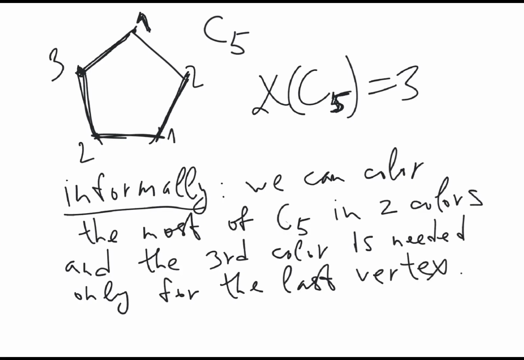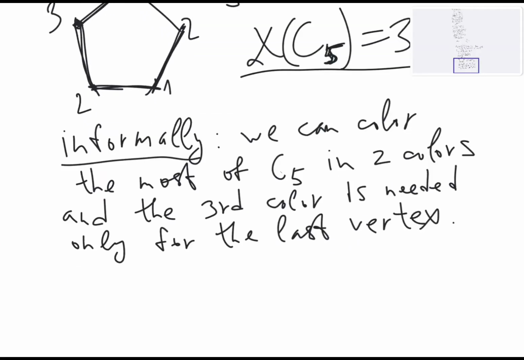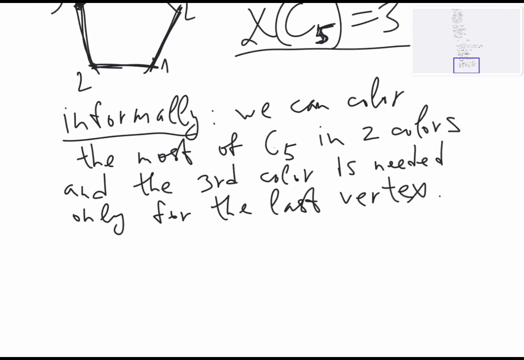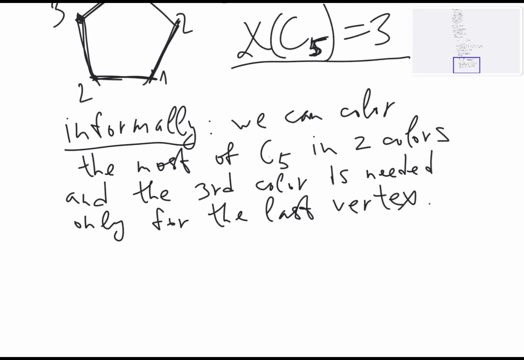So informally we see that yes, the chromatic number is 3, but it's kind of closer to 2. Most of the graph is 2-colorable, but only the last vertex requires the third color. So informally the number of colors required should be less than 3, and the fractional chromatic number makes this formal.